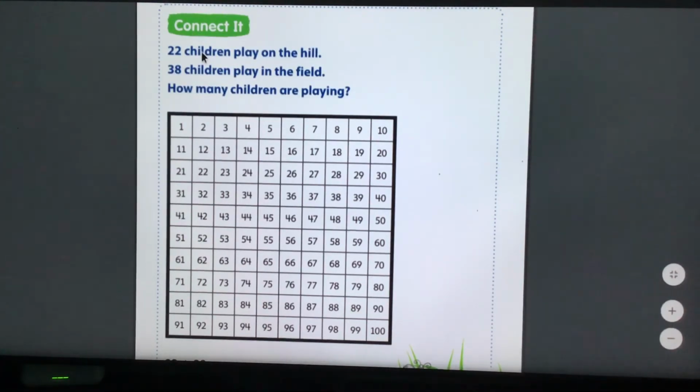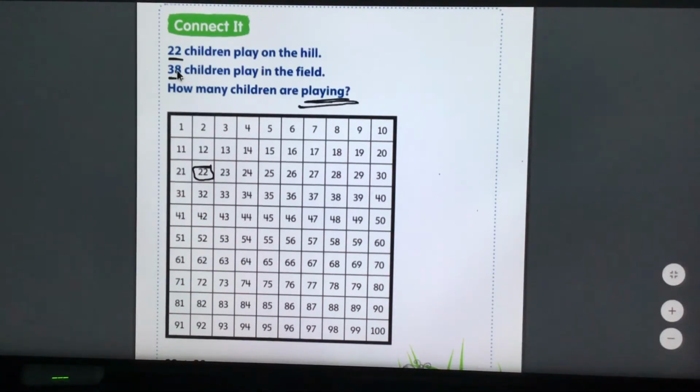So both groups are playing. They want to know how many are playing in all. I know it doesn't say in all, but that tells us that we're going to be adding. So we're going to be adding 22 plus 38. Okay, so to start on our hundreds chart, we're going to start with 22. So I'm going to ask you to circle the number 22. Now we're adding 38 to it. When you look at the number 38, it has 3 tens and 8 ones.